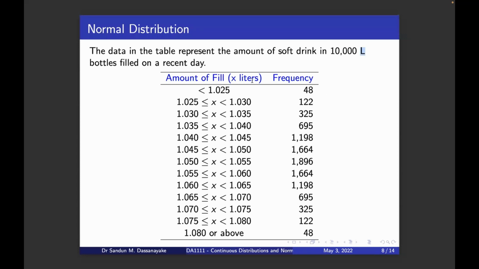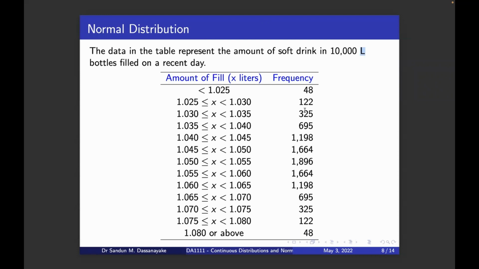So amount of fill, you can see that they have a range. So less than 1.025 liters, and there are some ranges, and then 1.080 and above. You can imagine it's like a Pepsi or Coca-Cola bottle, a 1 liter bottle. So you have 10,000 bottles, and maybe the liter amount in a given bottle varies like that. So these are the ranges and these are the frequencies.